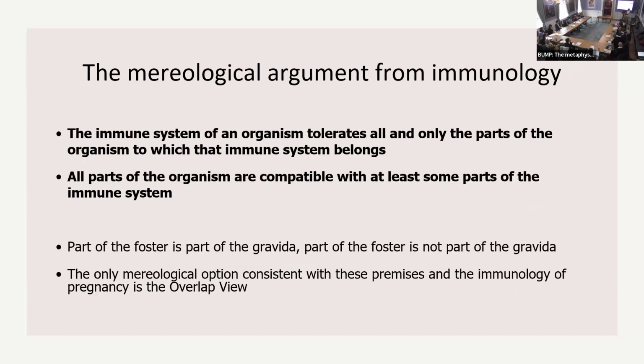So if the immune system of an organism tolerates all and only the parts of the organism to which the immune system belongs, and all parts of the organism are compatible with at least some parts of the immune system, then part of the foster seems to qualify as part of the gravida because it is tolerated by the immune system of the gravida. But there are some parts of the foster which are incompatible with all parts of the gravida and are therefore not part of the gravida. Part of the foster, part of the gravida, part of the foster, not part of the gravida. There's only one mereological option left on the table, which is overlap.